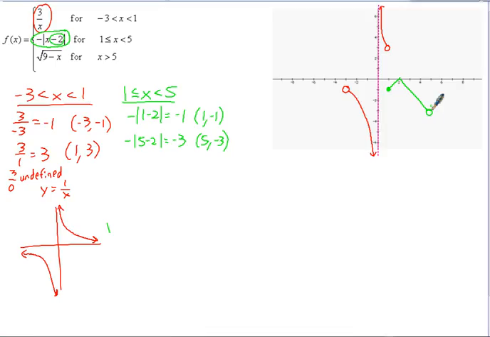And finally, the last piece, we've got the square root of 9 minus, oops, sorry. We have to put down the interval first. We've got x is greater than 5. So 5 is your only breakpoint on this piece. So if we substitute in 5, we get square root of 4, which is 2. So 5, 2. And, whoops, I accidentally erased some of this.